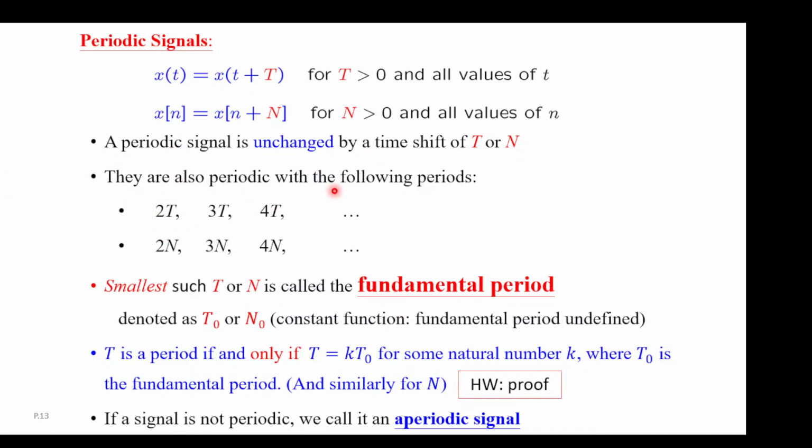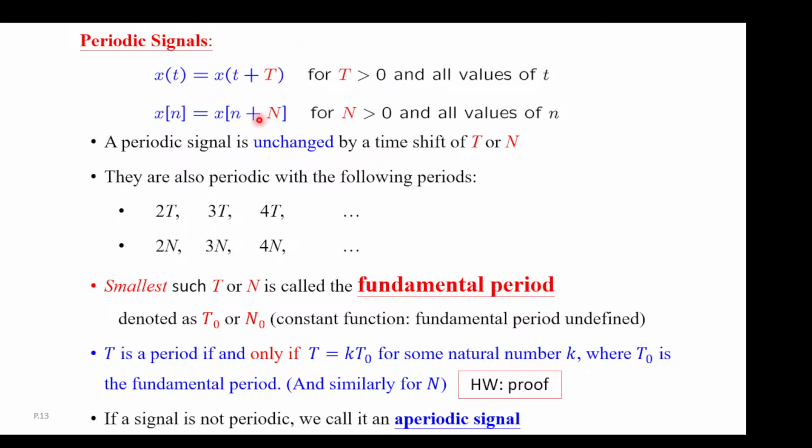So you can have many different periods. If x of t equals x of t plus big T, then x of t also equals x of t plus 2T, or 3T or 4T, or any integer multiple of T. And similarly for discrete signals. So you see that this big T and the big N here are not unique. As long as you can find some big T and big N, it's called a periodic signal. But there is one of them.